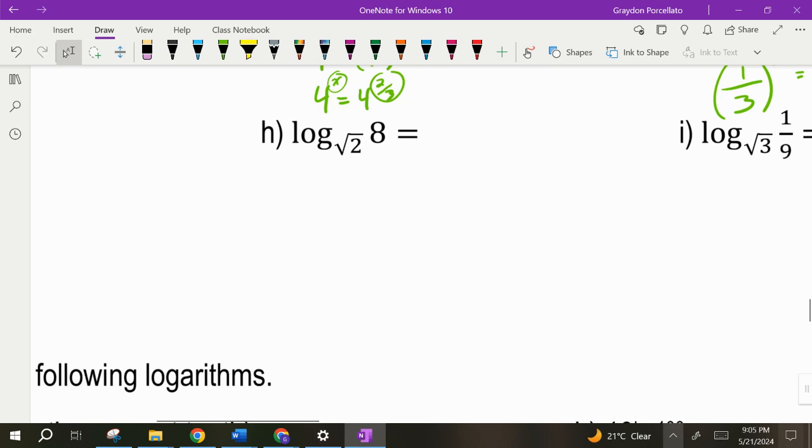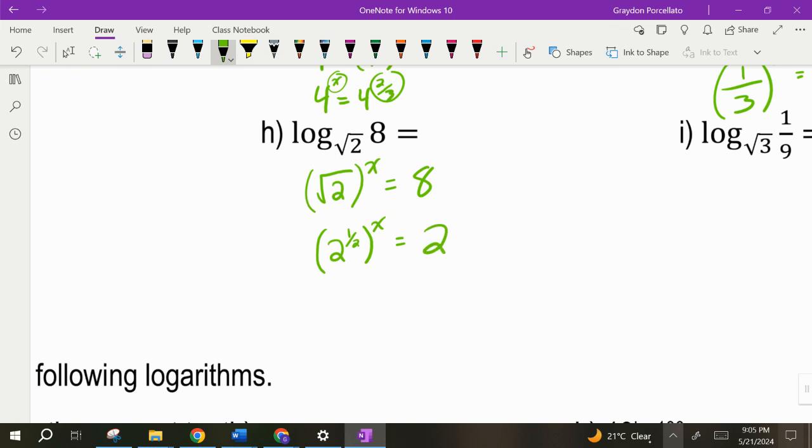This one here, we're going to write it as the root 2 to the power of what would give me 8. So I'm going to do two things here. I'm going to say, okay, well, this is like 2 to the 1/2 x equals 8, which is 2 to the power of 3. Now I'm going to say, well, 2 to the x over 2 equals 2 to the power of 3.